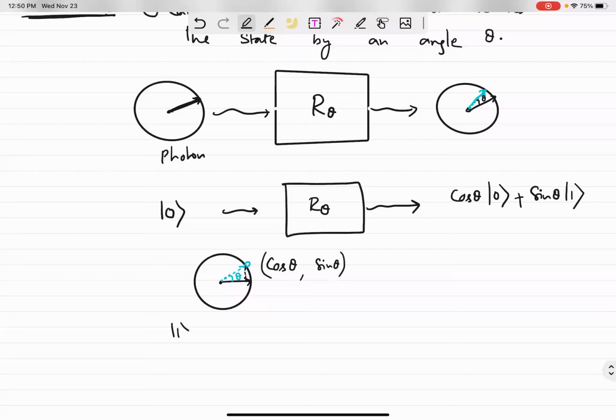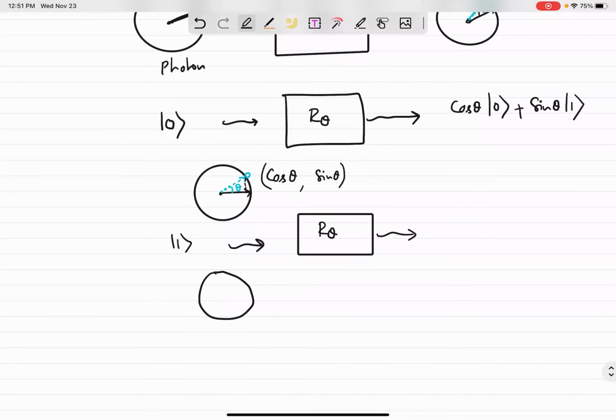Okay, if I pass in 1, again, you can compute it. You get this vector, right? It's transforming the state. So you get minus sine theta times 0 plus cos theta times 1. Okay. Why does nature allow us to do it? It allows us to do it. Let's just use it. It gave us lemons. Let's make lemonade. Okay. Any questions about this?